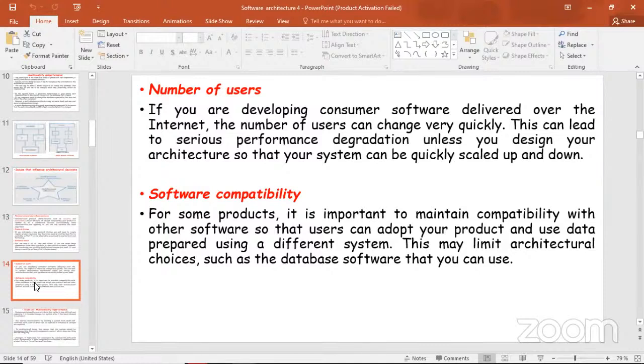Then software compatibility. For some products, it is important to maintain compatibility with other software so that users can adopt your product and use data prepared using a different system. This may limit architectural choices such as the database software that you can use, right? So software compatibility, that's the architectural design, can also be affected by compatibility with other software that you may want to use.